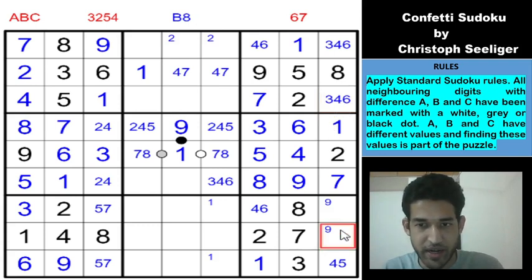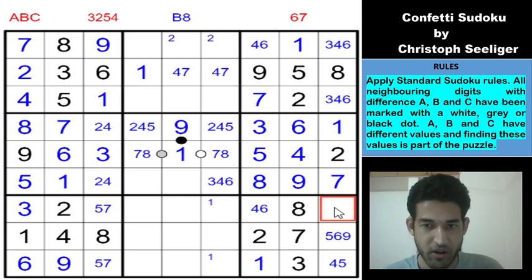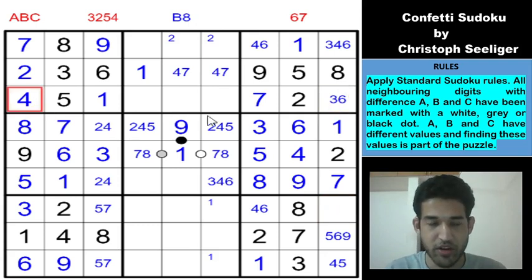So let us write the candidates here. So this is going to be 4, 5, 6 and 9, and this would be 4, 5, 6 and 9. Okay, all possibilities can be there. Okay, 4 can be eliminated from here, right? Because of the 4 here. So 4 must be in one of these two cells.